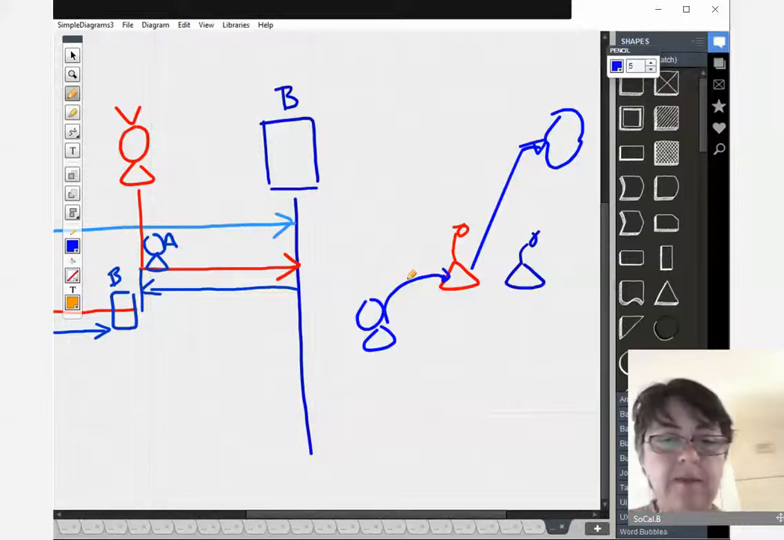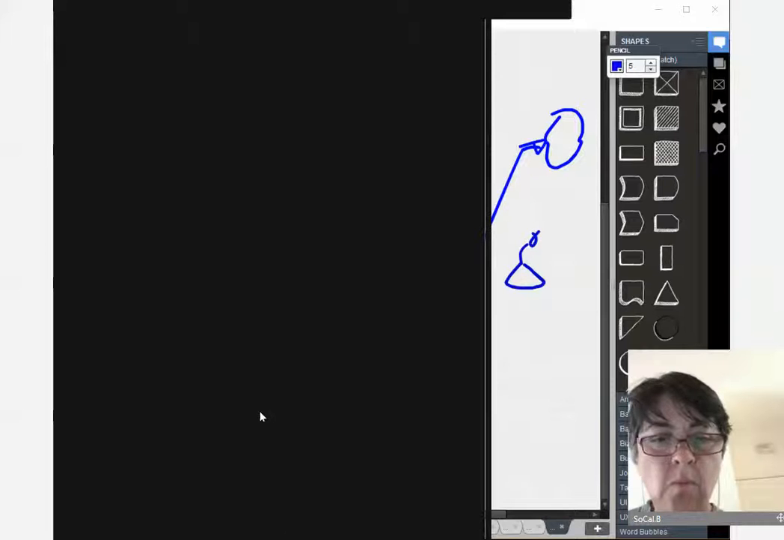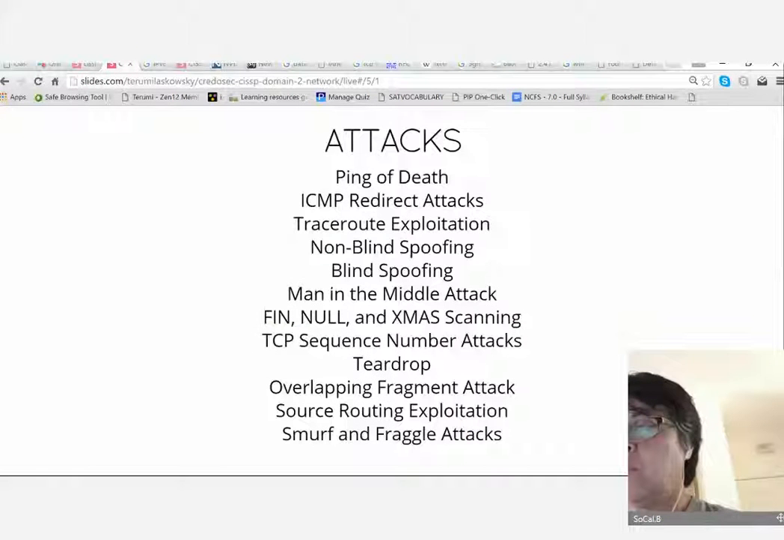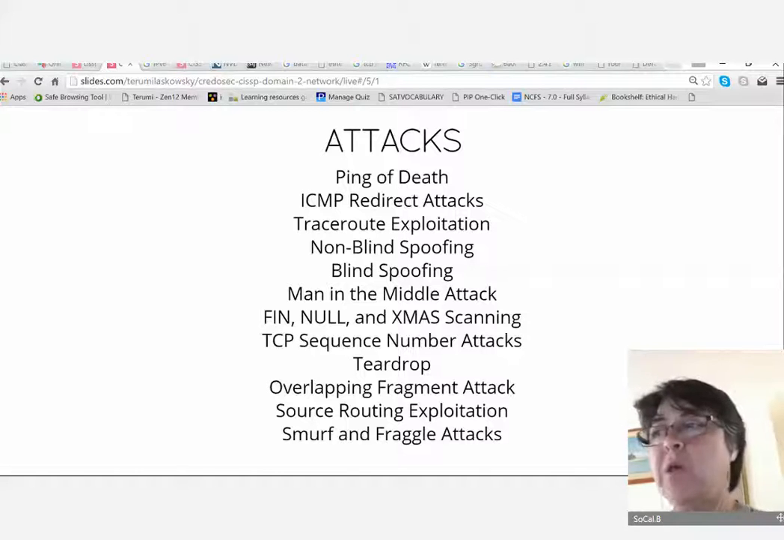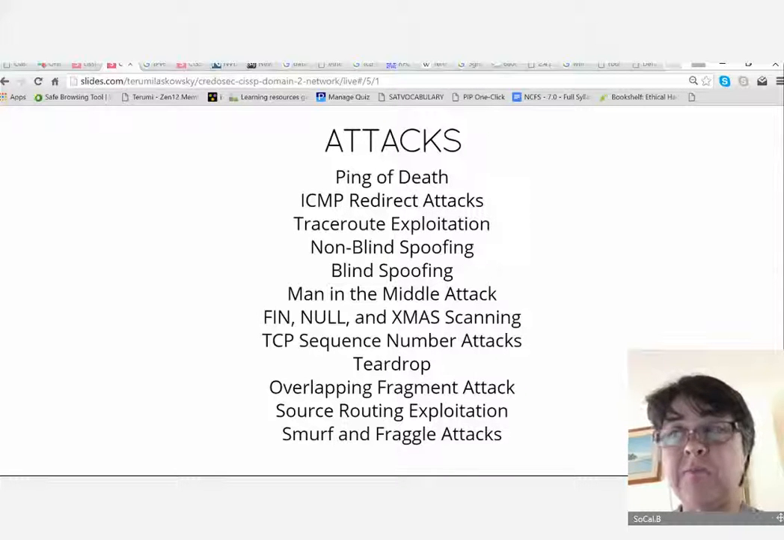Okay, let's go back to the presentation material. You have the FIN and Christmas scanning. I'll come back to this one because I have a different slide set for it, so let's hold off on that. Let's go to the TCP sequence number attack. We saw that already, right? We did the session hijacking with it, so that's the example of a TCP sequence number attack.